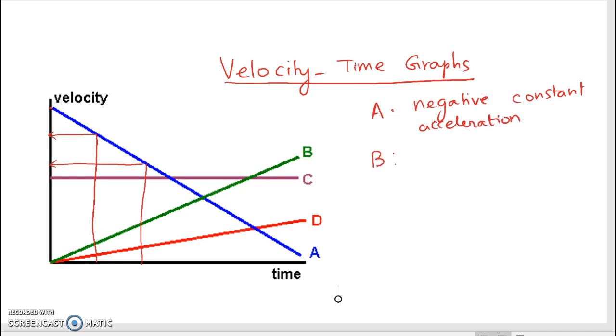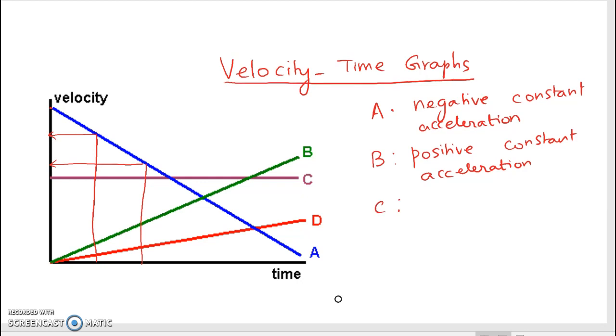What do you think B represents? The green line B. You're right if you said positive constant acceleration, because you can see that as time increases, B's velocity increases at the same rate. What does C represent?